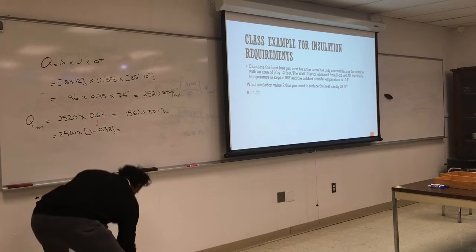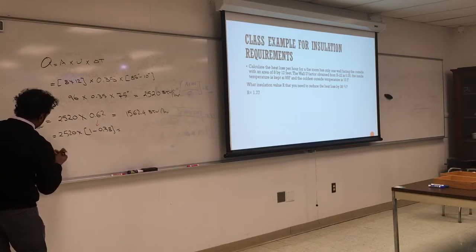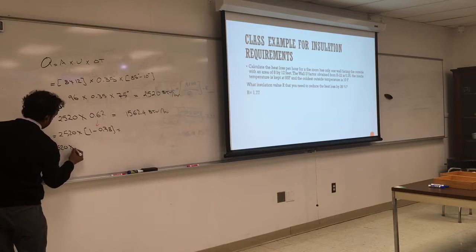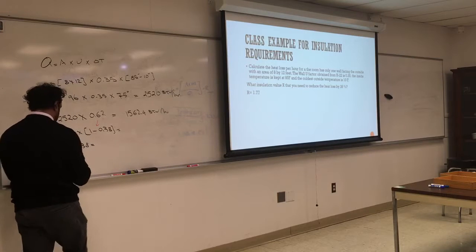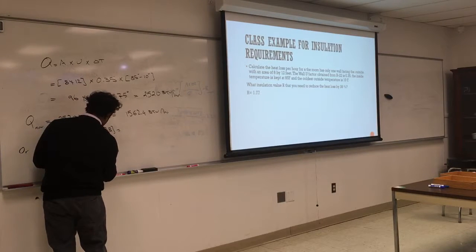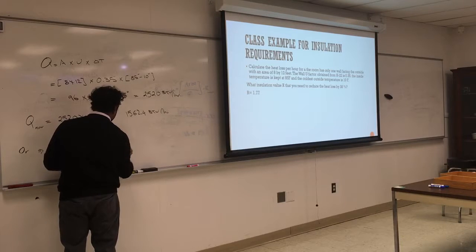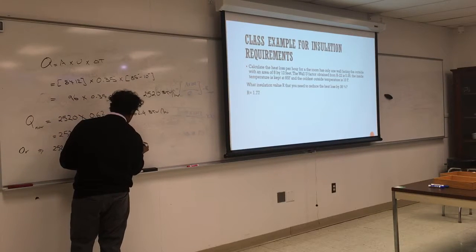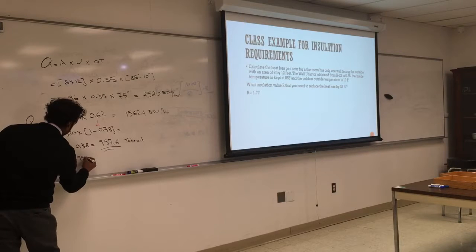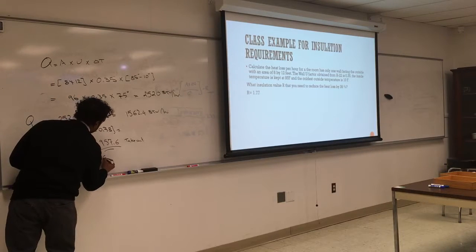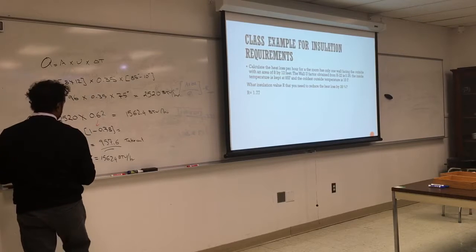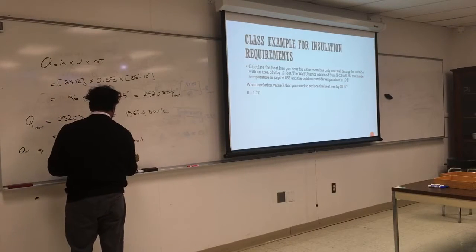Or you can do it the other way. 2,520 times 0.38, that will give you 957.6. That's what you're going to take out. So you go back and do 2,520 minus 957.6. That should be 1,562.4 BTU per hour. It should be the same number. Whatever way you find it easier, go with it.